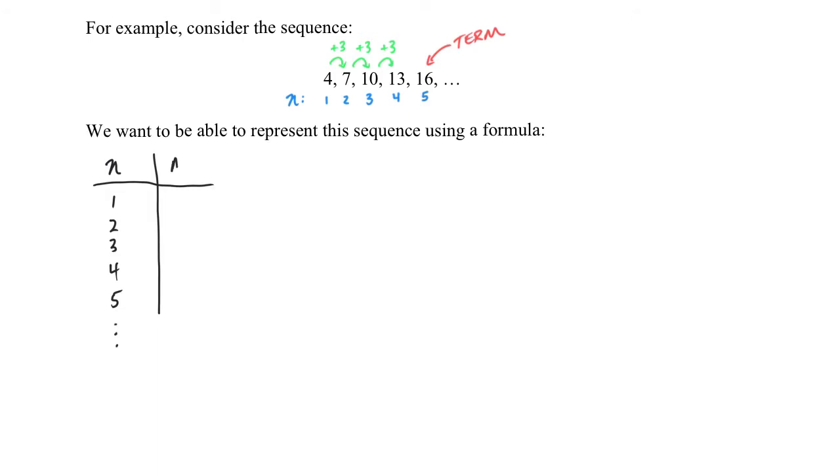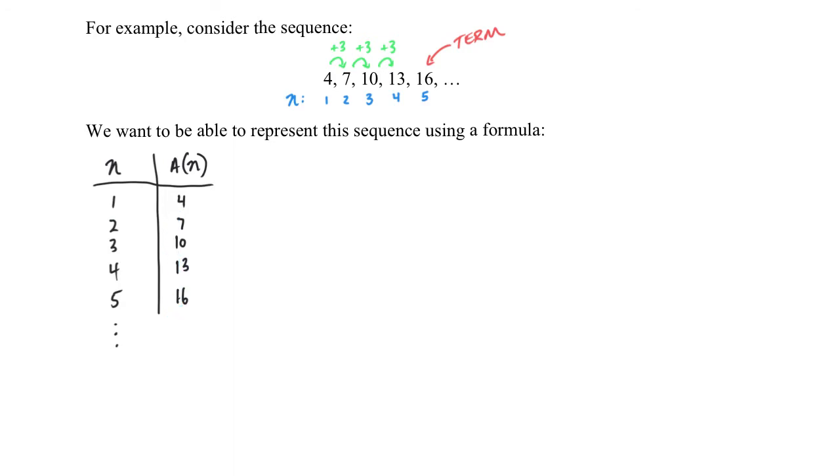And then A sub n, okay, written like this, and that's how you say it: A of n. This is not multiplication. This is A of n. That's how we say it. That's the actual output. So in this case, it would be 4, 7, 10, 13, 16. You can kind of think of this like an x value, and this is like a y value.